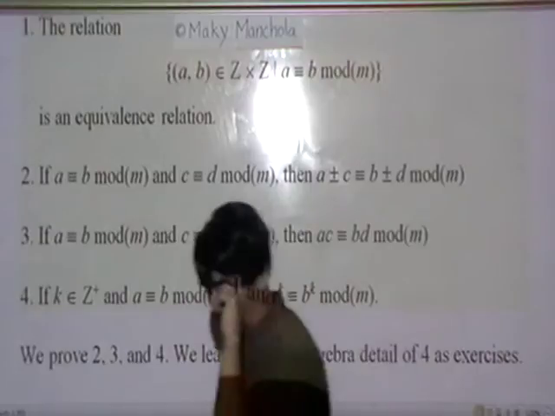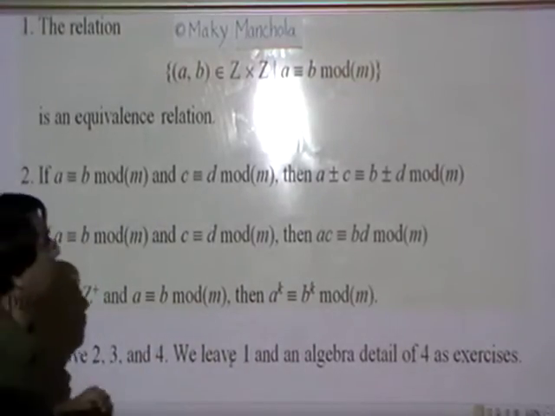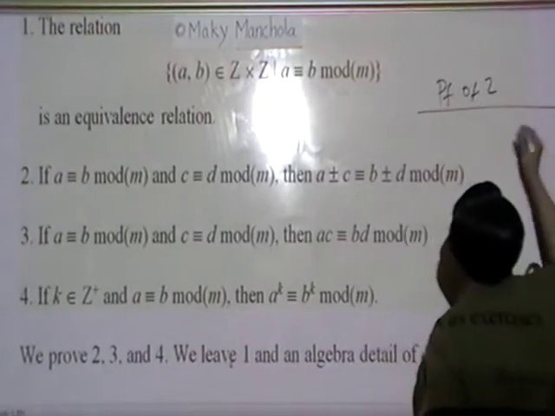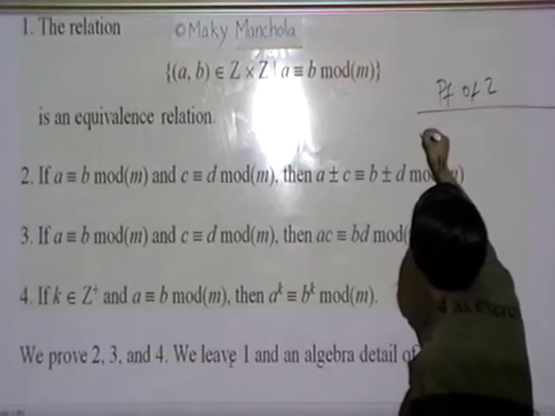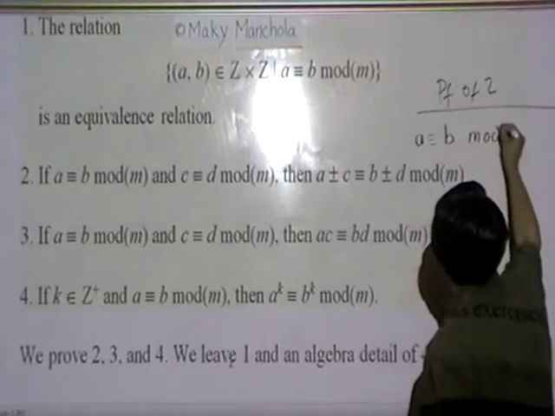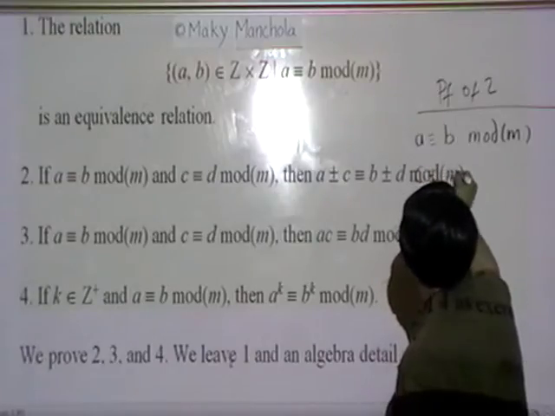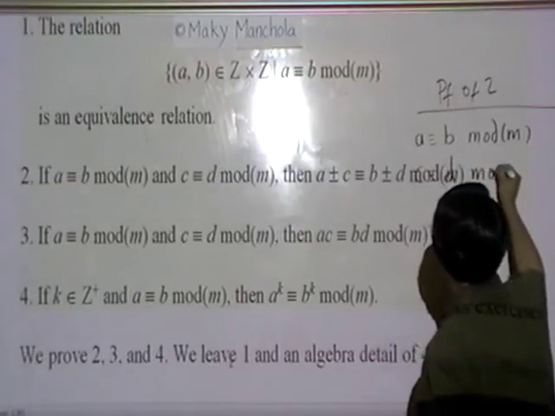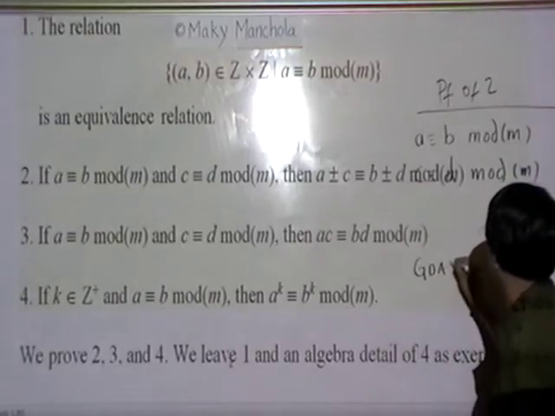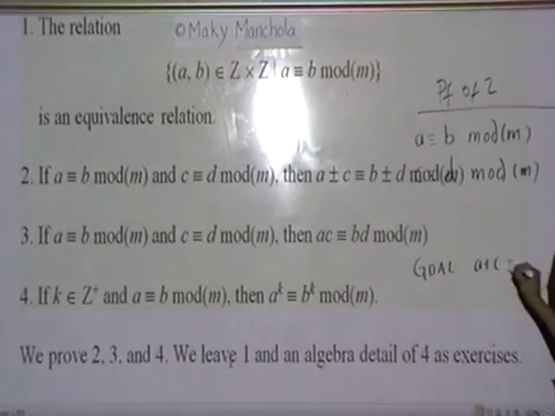So let's do number 2. Let's prove number 2. So let's write down our hypothesis. First, we're assuming that A is congruent to B, and we're also assuming that C is congruent to D. Okay, so here is our goal. We want to show that A plus C is congruent to B plus D.